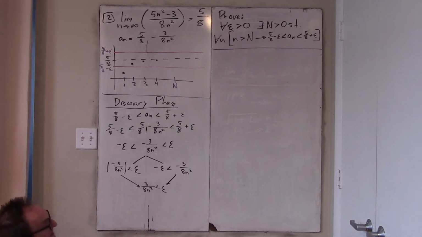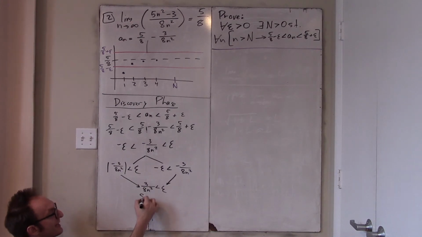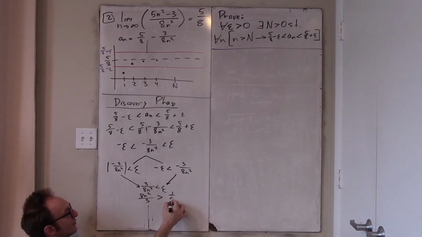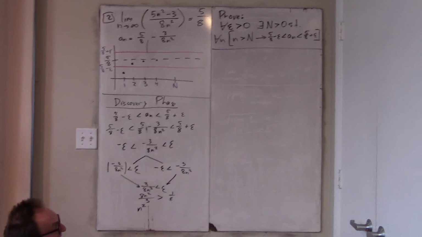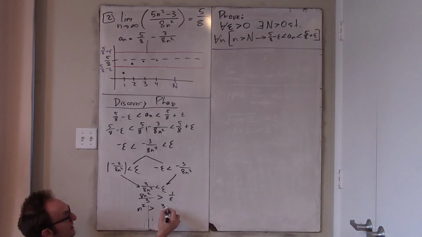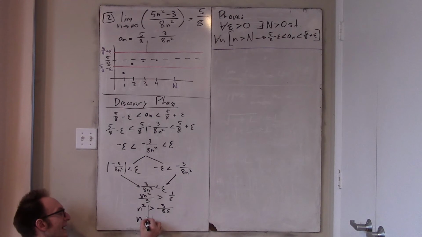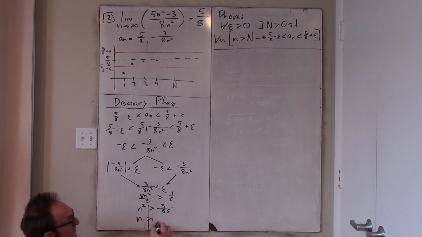So let's do that. I think the thing to do is to reciprocate both sides. So I get 8n squared over 3 is greater than 1 over epsilon. And now let me multiply both sides by 3/8, and I get that n squared is greater than, what did I say, 3/8? 3 over 8 epsilon. Okay, so here we see, because this formula is more annoying, we get a more annoying algebraic fact about n. And the answer is that n has got to be bigger than the square root of 3 over 8 epsilon.